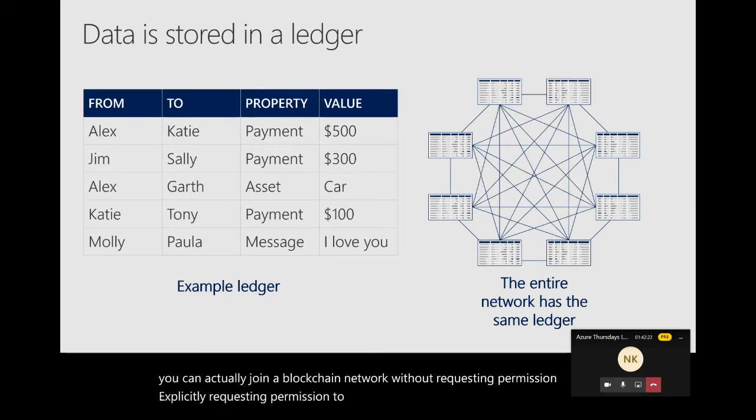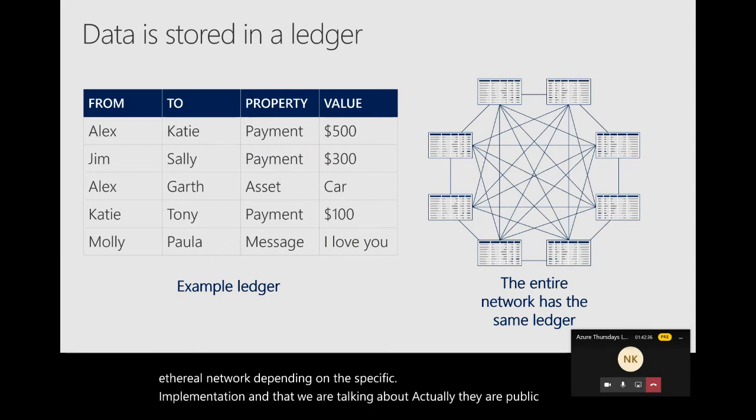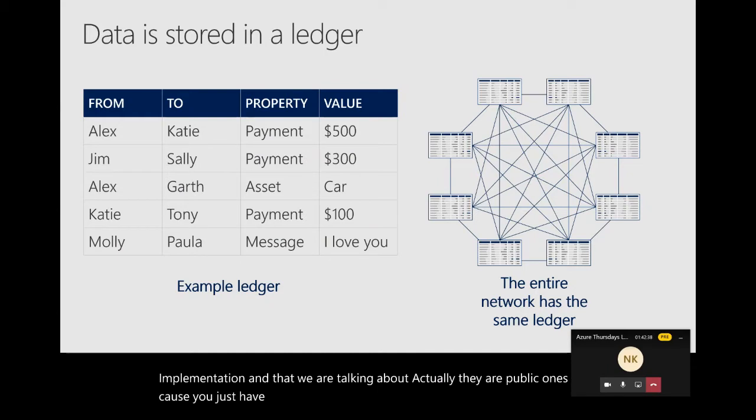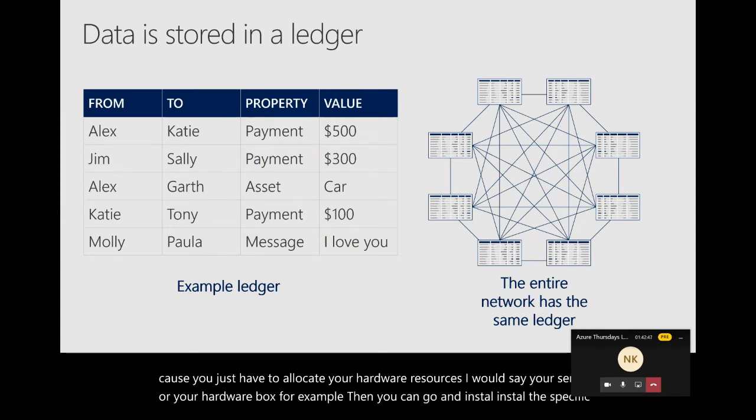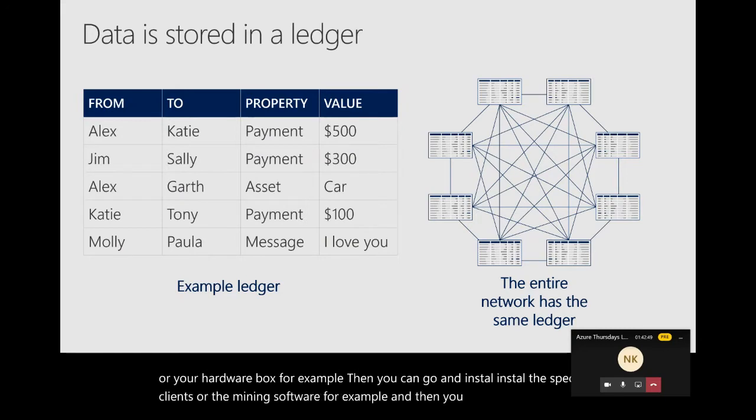For example, the Bitcoin network or the Ethereum network, depending on the specific implementation that we are talking about, are public ones because you just have to allocate your hardware resources, I would say your server or your hardware box. Then you can go and install the specific clients or the mining software, and then you can join a network. You don't need to be authorized. And that's the permissionless model, or the public one.